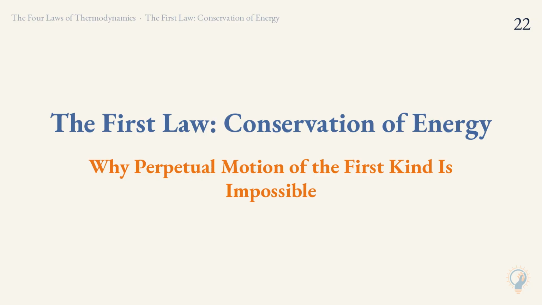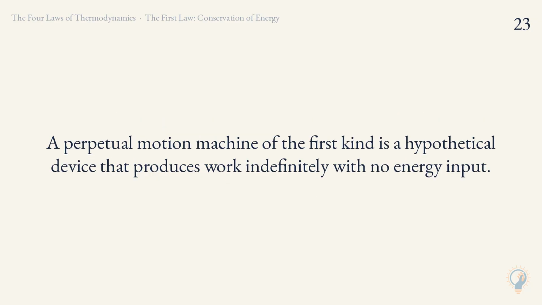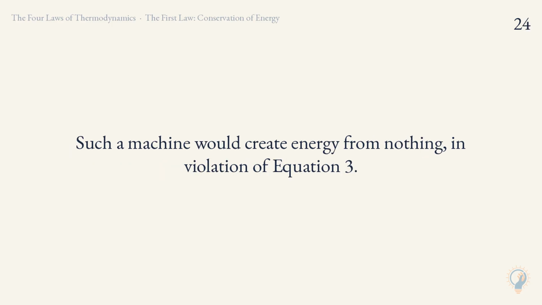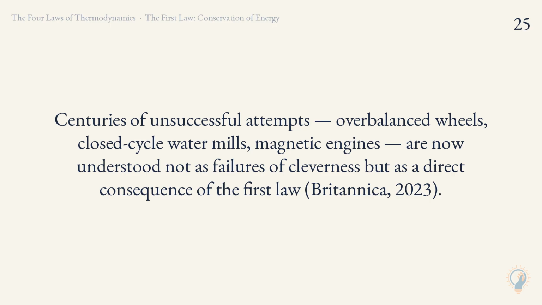Why perpetual motion of the first kind is impossible. A perpetual motion machine of the first kind is a hypothetical device that produces work indefinitely with no energy input. Such a machine would create energy from nothing, in violation of equation 3. Centuries of unsuccessful attempts, overbalanced wheels, closed-cycle watermills, magnetic engines, are now understood not as failures of cleverness, but as a direct consequence of the first law.